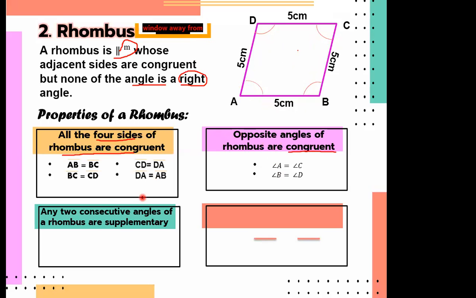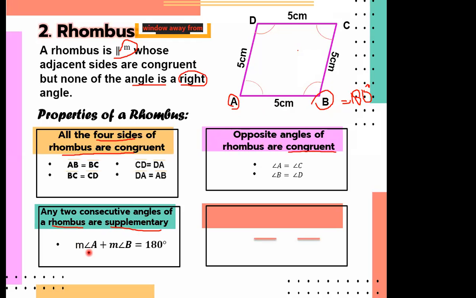Now the third property is any two consecutive angles of a rhombus are supplementary. Just like the previous one, any two consecutive angles of a rhombus are supplementary. Now what are consecutive angles? The consecutive angle of A will be B. So if you add these two angles, the answer should be equal to 180 degrees. So any two consecutive angles of a rhombus are supplementary.